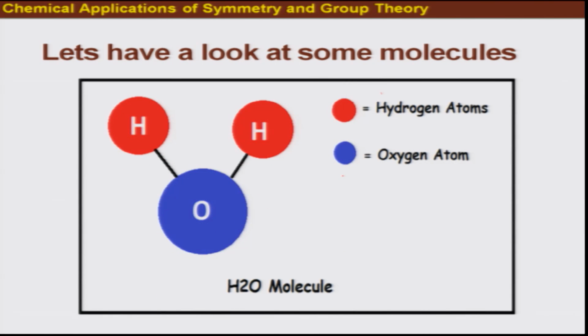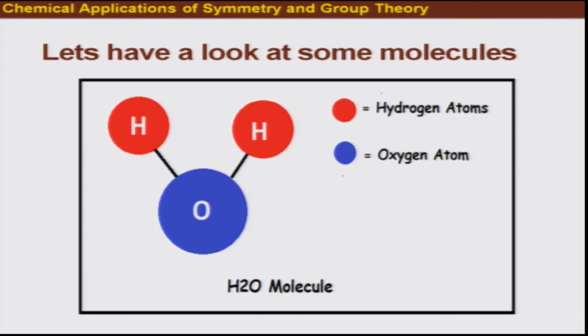Now let's have a look at the most common molecule on earth, water. This is the structure of water, oxygen and two hydrogens are bonded. Now suppose I can somehow mark. Okay, so before that, if I look at this molecule, it seems to be somewhat symmetric to me. How? Let's try to explain that.